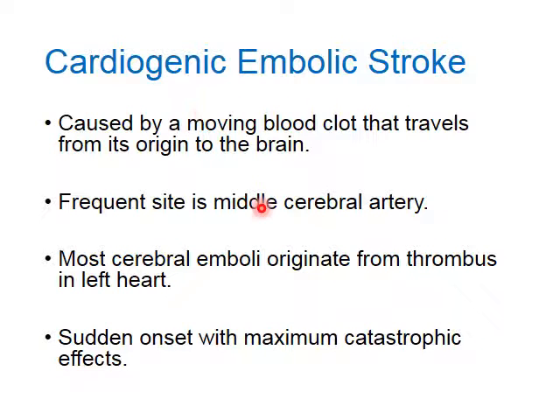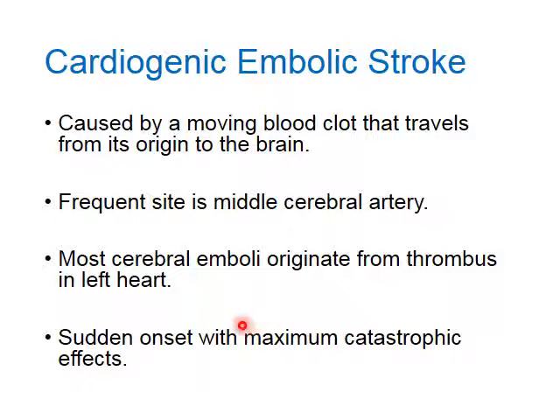Cardioembolic stroke. This is caused by a moving blood clot that goes from its point of origin to the brain. Most of the time, this is coming from the heart. The frequent site for an embolic stroke that we might see is the middle cerebral artery, where it gets stuck. And most of these start in the left side of the heart. Because you think about the left side of the heart, it shoots off into the descending aorta, but there's two arteries that shoot off from that major aorta that go up to your brain. So it's a straight shot basically for a thrombus to get up into your brain from the left side of the heart.